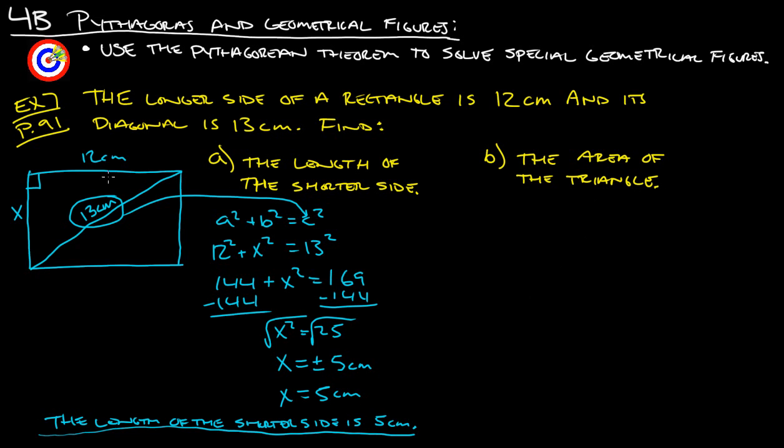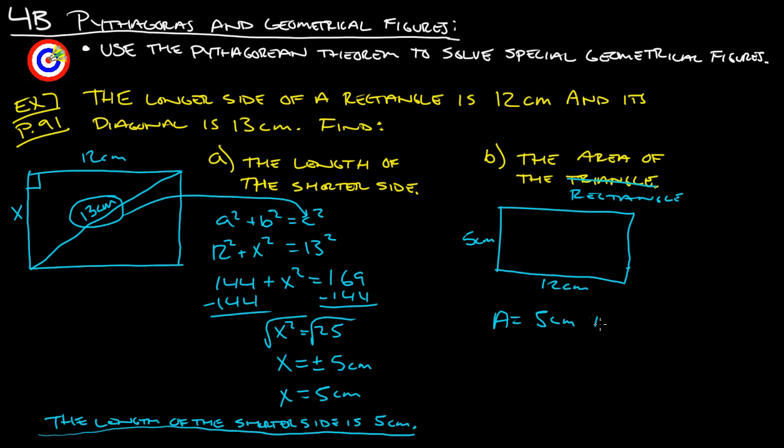So, next thing we need to do is find the area of the triangle. Well, since we have our triangle, why does that say triangle? That should say rectangle, shouldn't it? Rectangle. Alright, so find the area of the rectangle. Again, we know now that this is 5 centimeters and this is 12 centimeters. So the area is going to be 5 centimeters times 12 centimeters, which gives us 60 square centimeters.